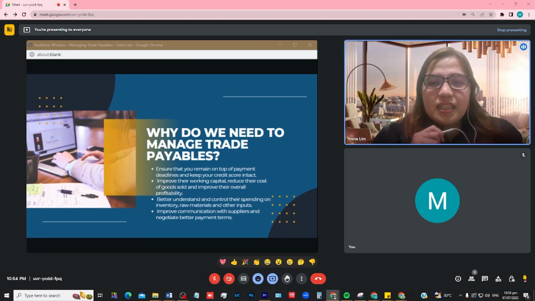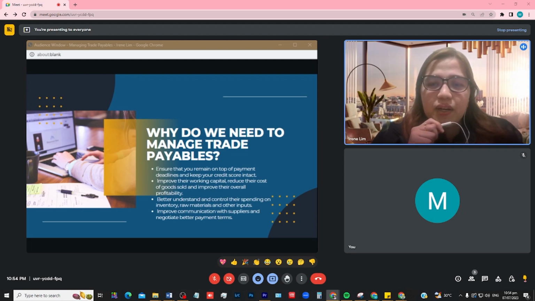Properly managing trade payables is essential to ensure that you remain on top of payment deadlines and keep your credit score intact. Companies that effectively manage their trade payables can improve their working capital, reduce their cost of goods sold, and improve their overall profitability.